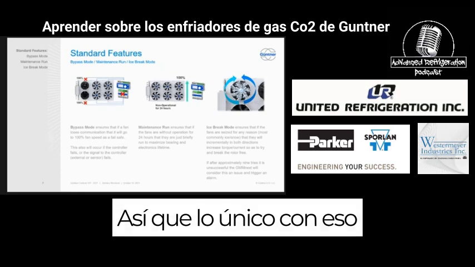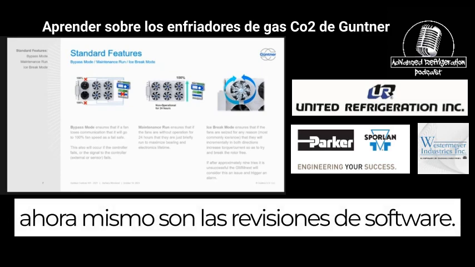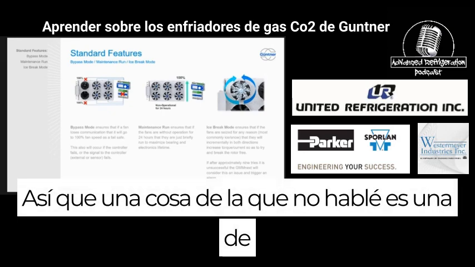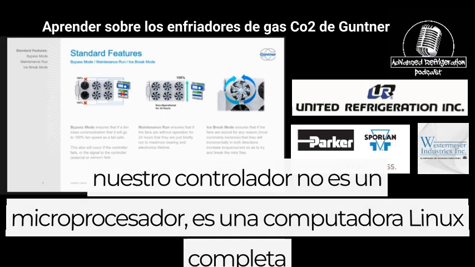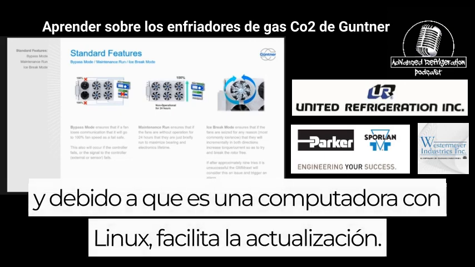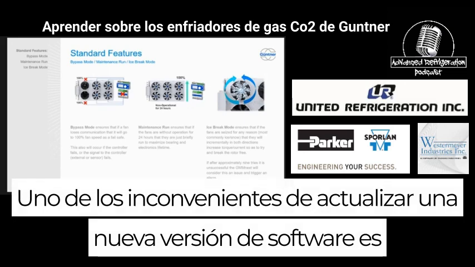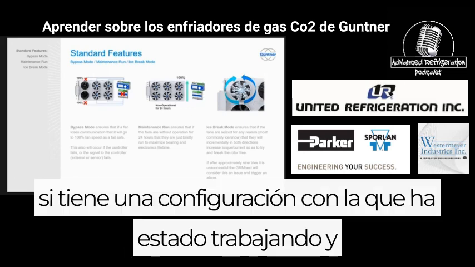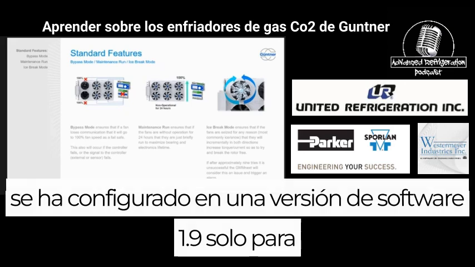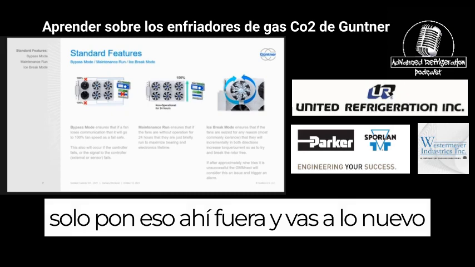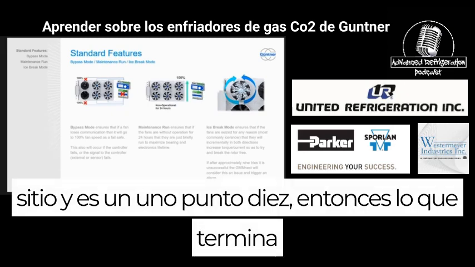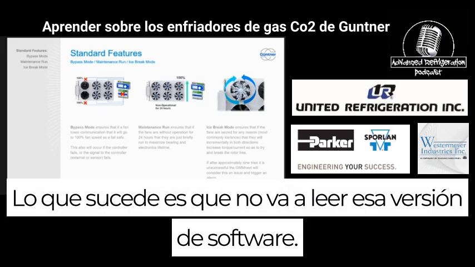So the only thing with that right now is software revisions. One thing I didn't talk about is that one of the ways we're able to do this is because our controller isn't a microprocessor. It's a full Linux computer, and because it's a Linux computer, it makes updating easier. One of the drawbacks to updating to new software versions is if you have a configuration that's been set up on a 1.9 software version, and you go to a new site and it's a 1.10, then it's not going to read that software version.